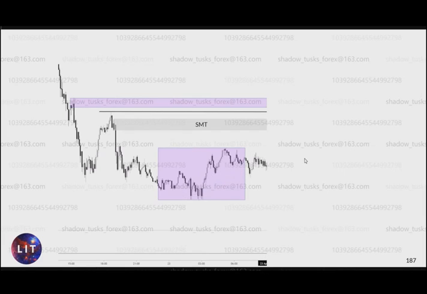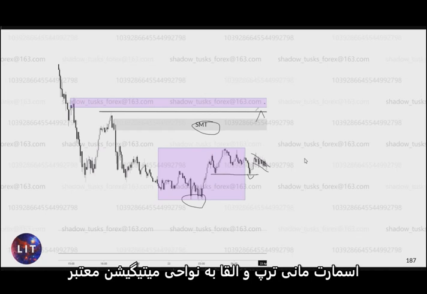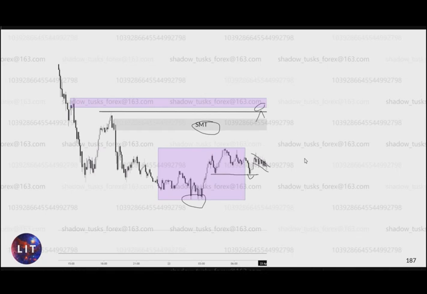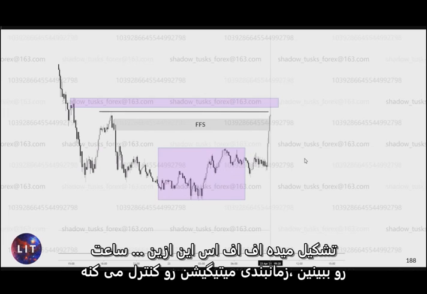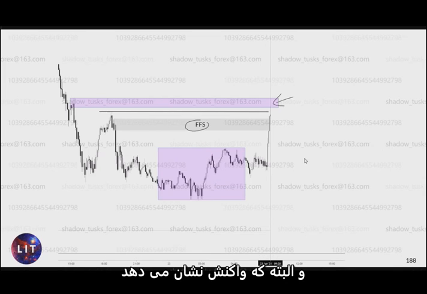Short side, what's the next thing we can expect? Smart money trap, inducement into valid mitigation areas. There you go, becomes a FFS. Look at the clock. Timing confirms the mitigation, and of course gives the reaction.